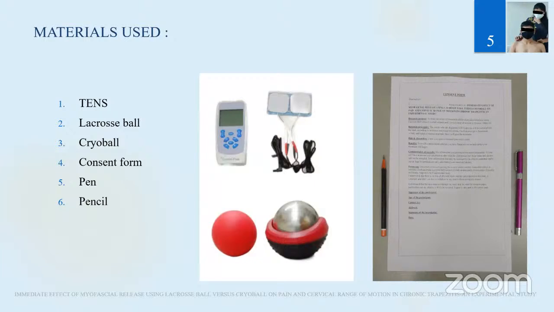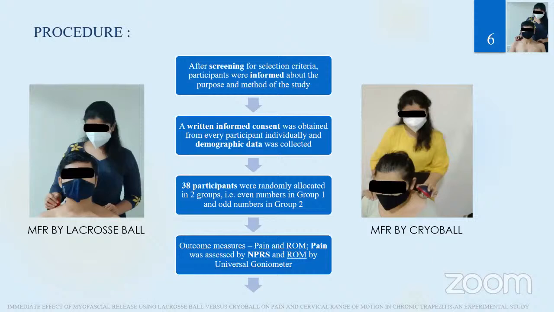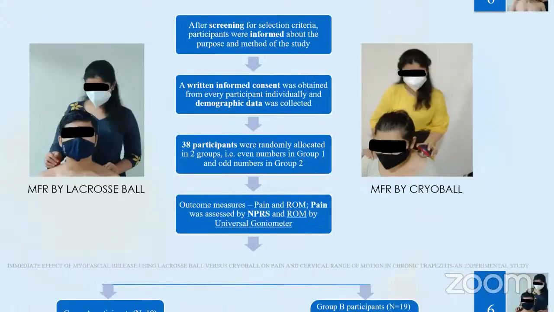These were the materials used. The orange ball, the small one, is the lacrosse ball, and the steel ball in the socket is the cryo ball. The machine is TENS, along with the consent form. Procedure: after screening for inclusion and exclusion criteria, the participants were informed about the purpose and method of the study, and informed consent was taken. The demographic data was collected. Then the 38 participants were divided into two equal groups. Participants with even numbers were in group one and odd numbers in group two. The outcome measures used were NPRS for pain and a universal goniometer for range of motion.